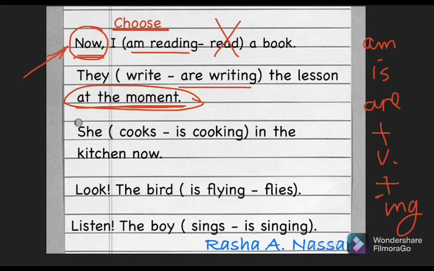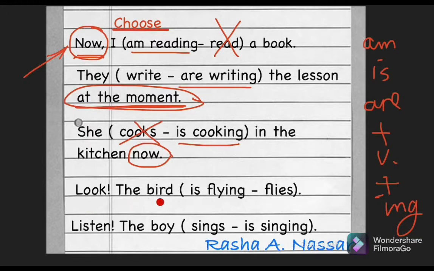Next, she cooks or she is cooking in the kitchen now. So I am talking about something which is happening now. So it means that I will use is cooking. I cannot say she cooks in the kitchen now. No, she is cooking in the kitchen now.